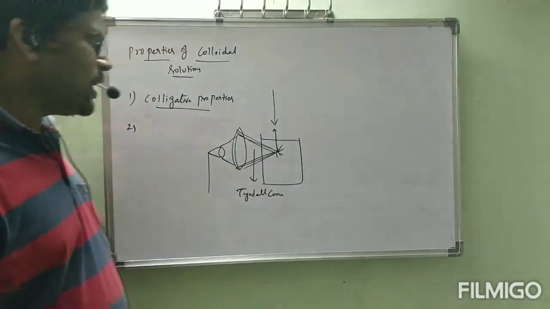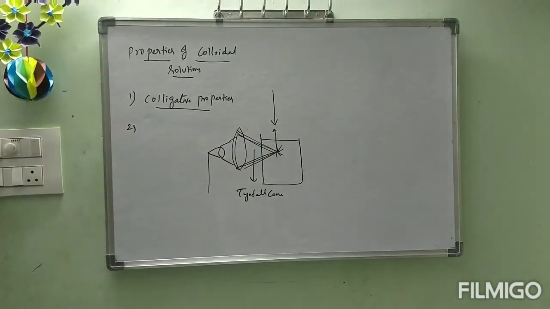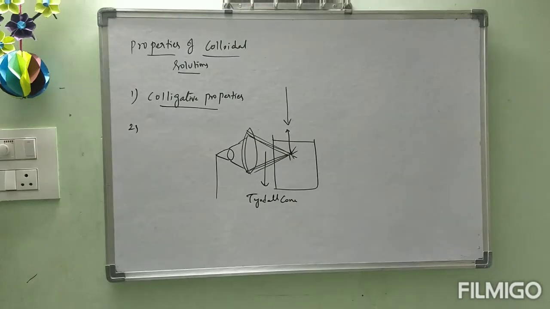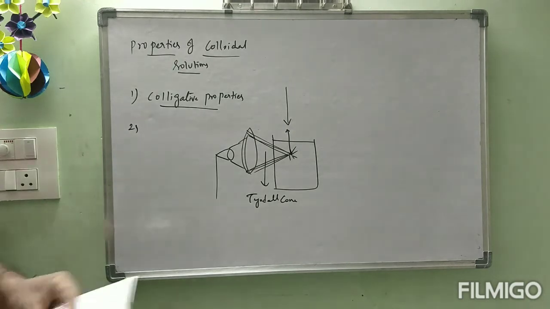Okay, everyone, are you clear now? We have completed this Tyndall effect also, the second one. Till now we have seen two properties. What are those two properties? Colloidal properties and Tyndall effect. Next, third one.